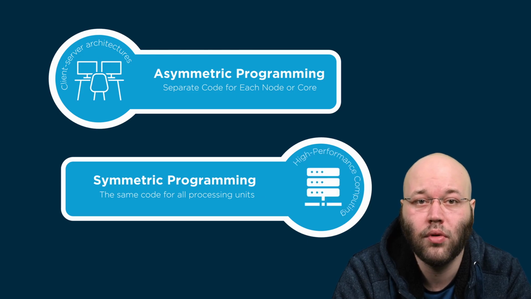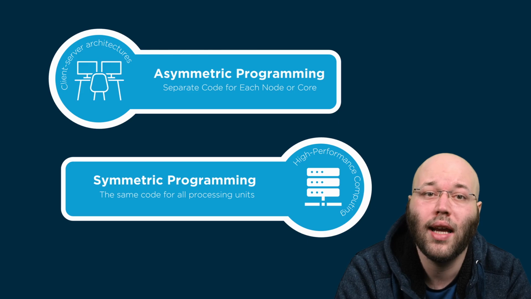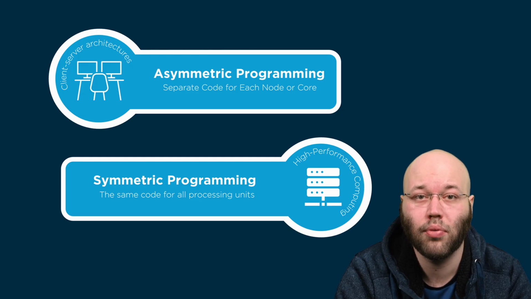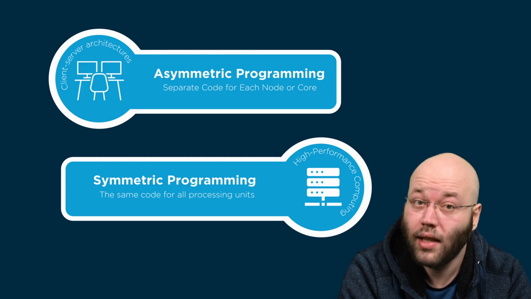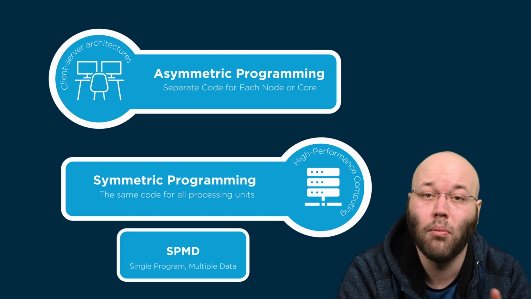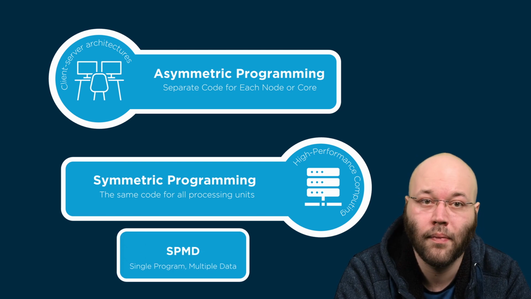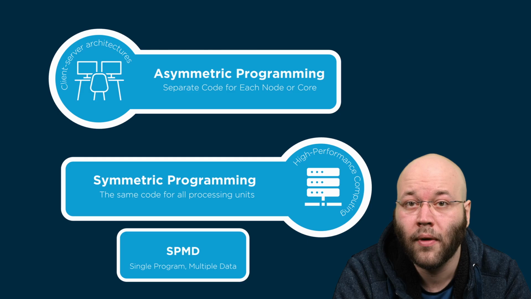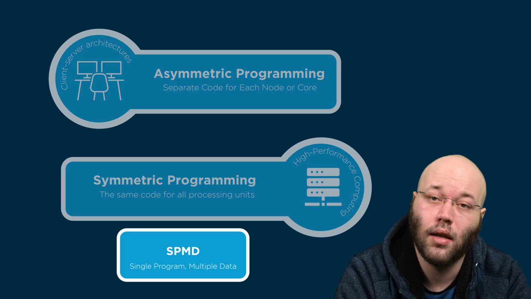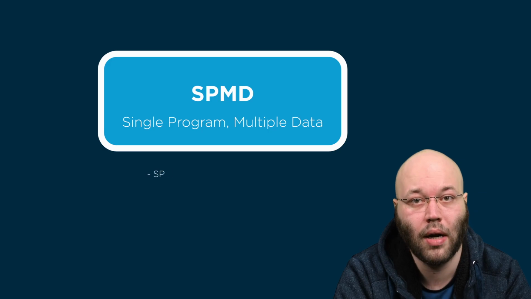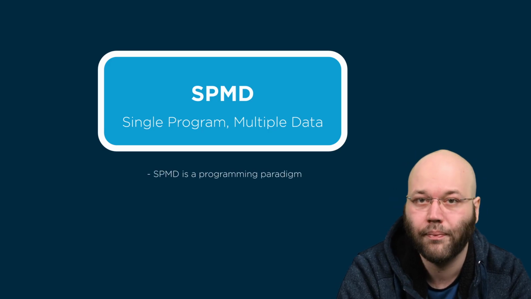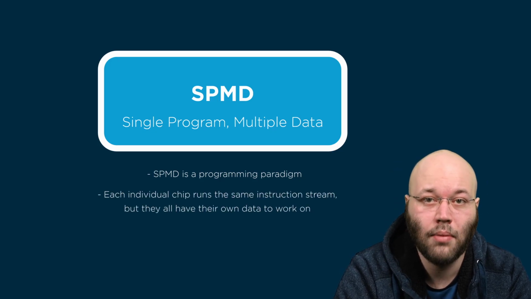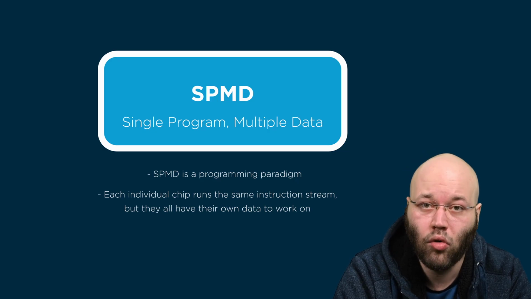In many high-performance computing or HPC applications, we take a different approach. Instead of writing separate code for each node, we use the same program across all processing elements. This programming model is known as Single Program, Multiple Data, SPMD. Although the acronym SPMD contains 4 letters, it is important to note that this is not part of Flynn's taxonomy. Instead, SPMD is a programming paradigm, not a classification of hardware. The key idea behind SPMD is that each individual chip runs the same instruction stream, but they all have their own data to work on.